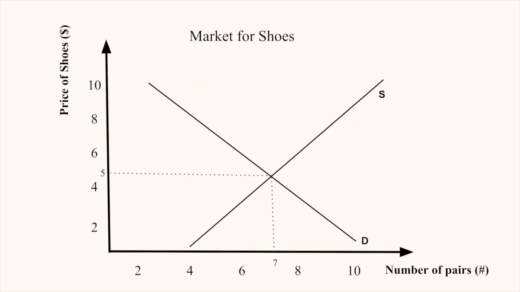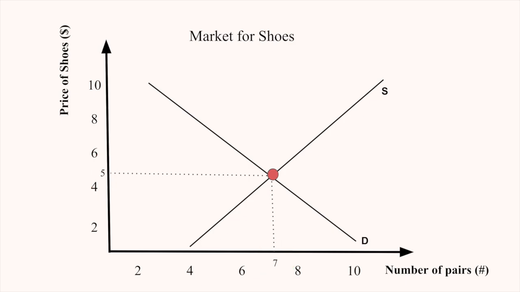Here we have the market for shoes, and if you recall from my previous videos on market equilibrium, the market equilibrium price is when the supply and demand curve intersect, which is here, which would mean that our equilibrium quantity is 7 pairs of shoes and our equilibrium price is $5.